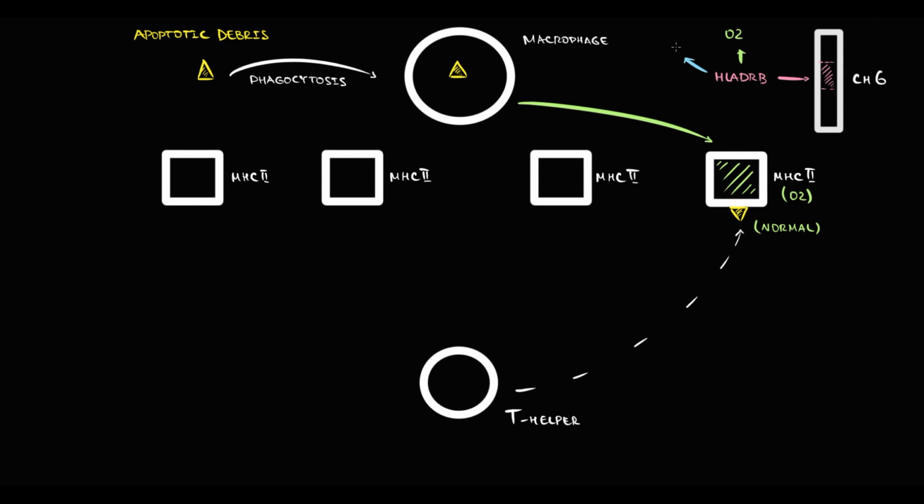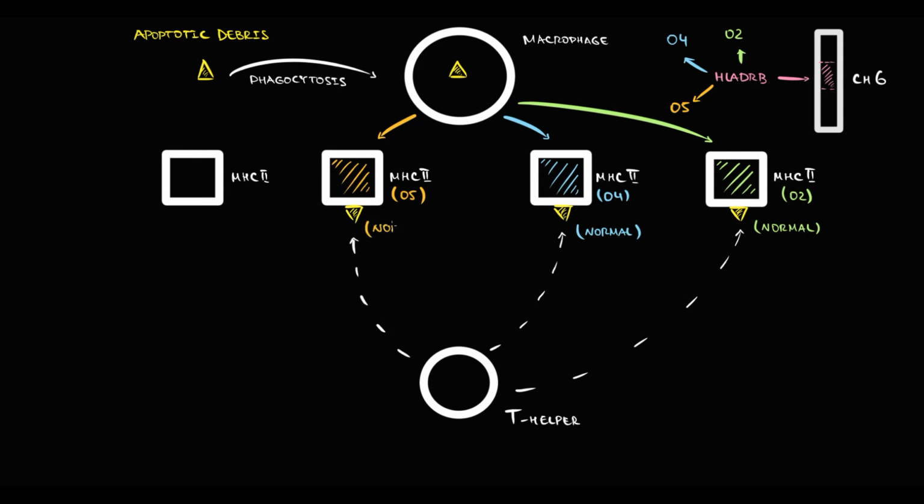If a person has HLA-DRB4 allele, this person will have MHC2 receptor that was made based on genetic information in HLA-DRB4 allele, and such MHC2 receptor presents apoptotic debris also in a perfectly normal way. Thereby, there will be no inflammatory response. If a person has HLA-DRB5 allele, this person will have MHC2 receptor that was made based on genetic information in HLA-DRB5 allele, and such MHC2 receptor also presents apoptotic debris in a normal way, so there will be no inflammatory response.